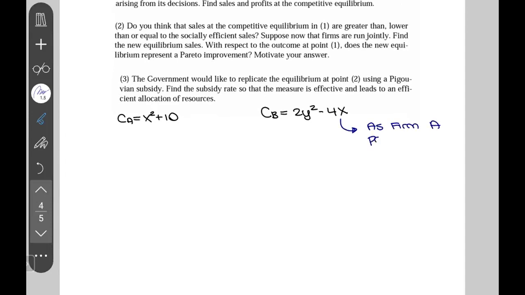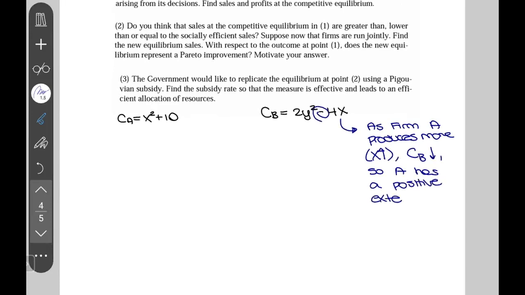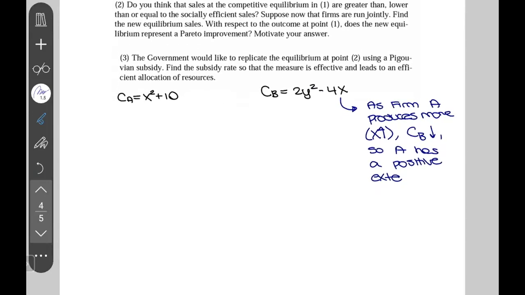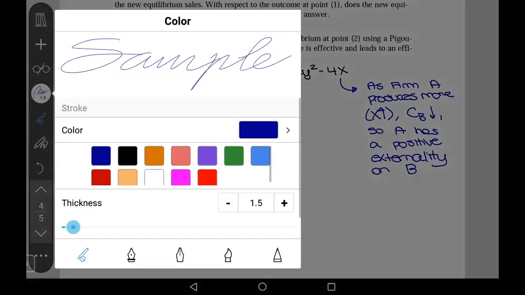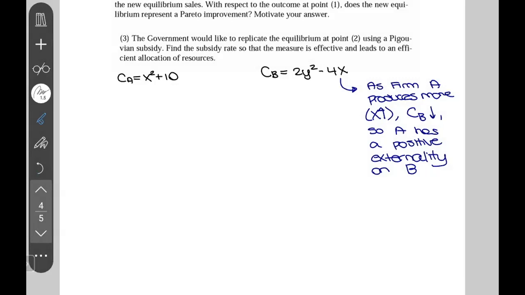So basically as firm A produces more, so X goes up, cost of B goes down, so A has a positive externality on B. Make sure you don't get confused by the fact that there's a minus sign. I think people sometimes associate that with negative externality, but if you think about it, it's making the cost go down. So obviously that's a positive effect on B, not a negative effect. And of course, if it had been a plus, then that would mean that as A produces more, the cost of B goes up. So that means that A has a negative externality on B.